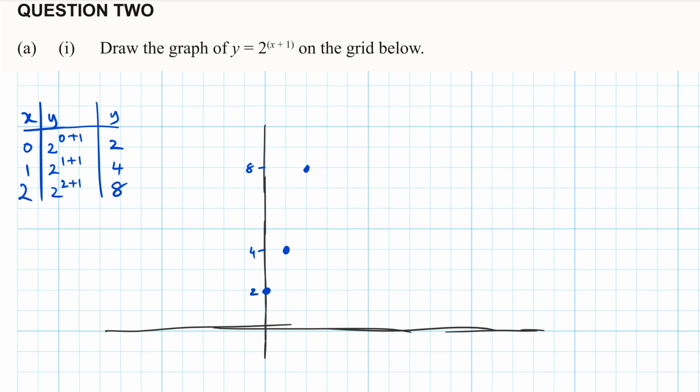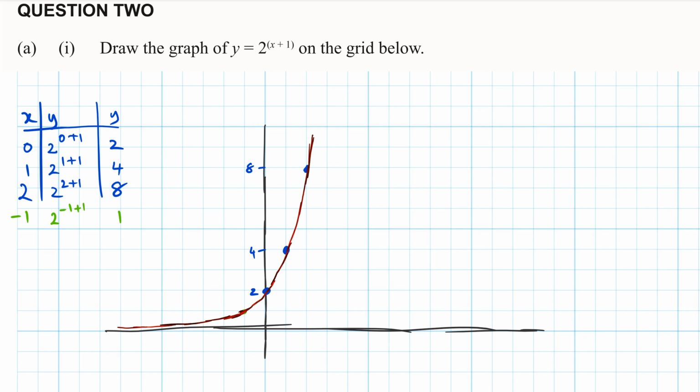Okay. And of course, if I want to go back a little bit in this table, just to give me a bit of a heads up, I can actually put minus 1. And I'm going to get 2 to the power of minus 1 plus 1, which is 0. So 2 to the power of 0 is 1. So that means that green point, when x equals negative 1, y is equal to 1. And right there, you should be able to see the shape that you can actually draw. All right, a nice smooth curve. And of course, it's not actually touching the x-axis.